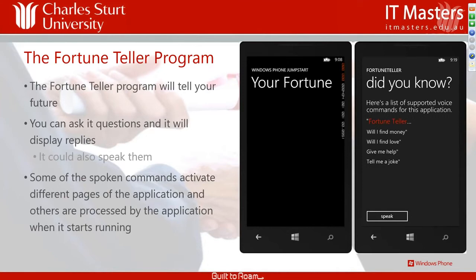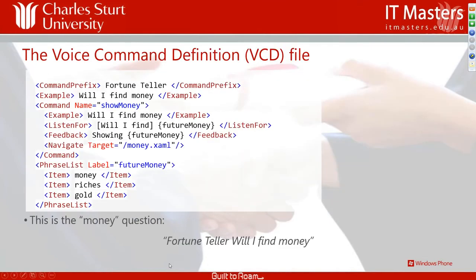Okay, so the scenario here is that we've actually got a voice command definition file, and in that we basically have a command prefix, which is what the system's looking for in order to essentially launch our application. And then once it's detected that, it's then going to do the query for a bit of text that says, will I find? And then it's got a parameter in there which says future money. Now the future money can have a set of different values, so money, riches, and gold. So essentially the question will look like something like, fortune teller, will I find money? Okay, an example question.